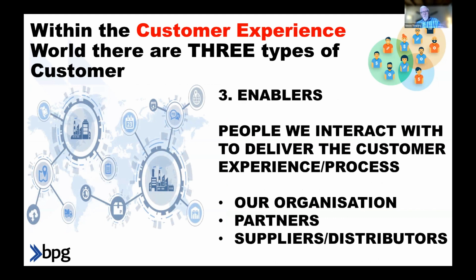So it's people we interact with to deliver the customer experience and the process. Now, in the past, we might have referred to these as the employees, the internal ones, but enablers, as we know, might be people we've chosen to partner with that are outside the scope of our immediate business, but they help us deliver better products and service to our clients. So it's our organization, partners, suppliers, and distributors.